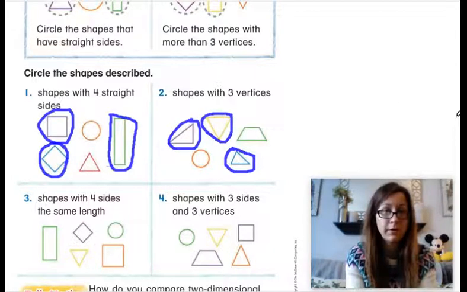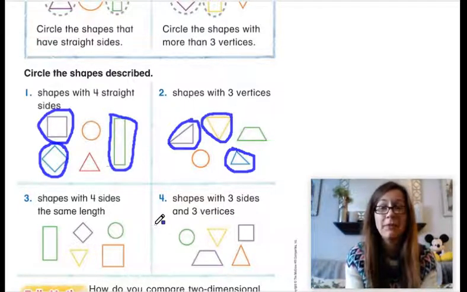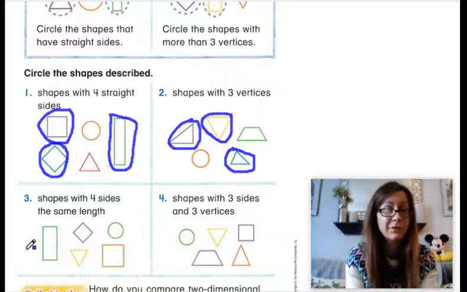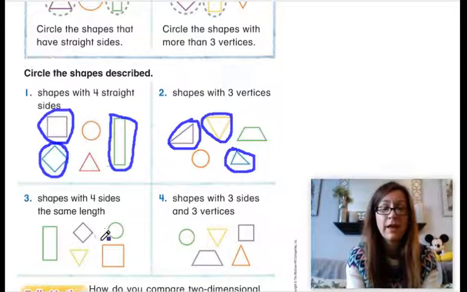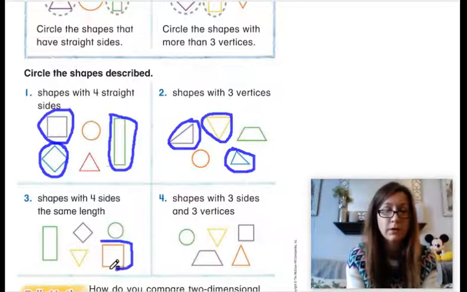And that way we know that they are triangles because they should have 3 sides and 3 vertices. Number 3, shapes with 4 sides the same length. Now this is being very specific. So even though a rectangle has 4 sides, not all the sides on a rectangle are the same length, so we cannot circle that one. The only shape that has all 4 sides the same length is the square. So we have 2 squares here that I'm going to circle.